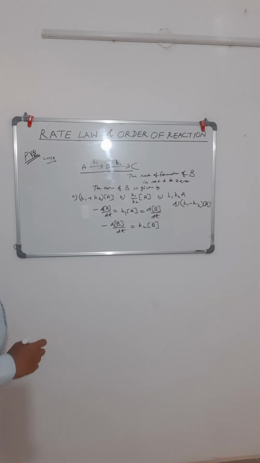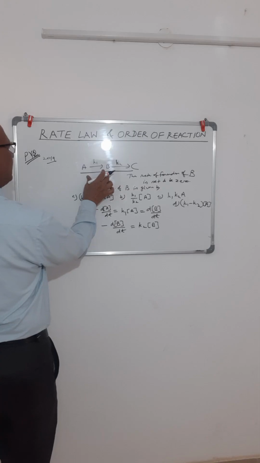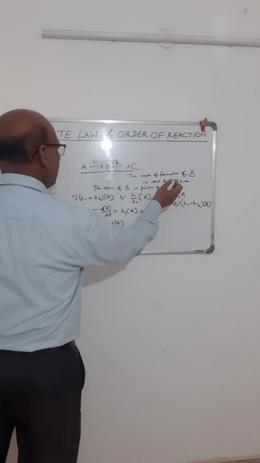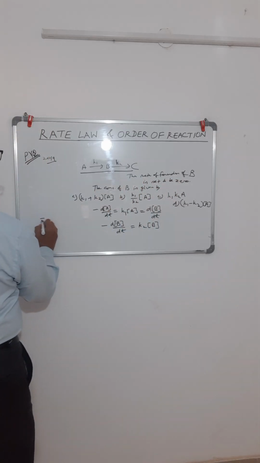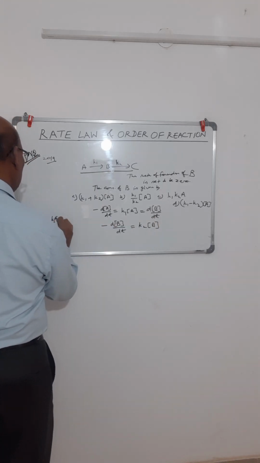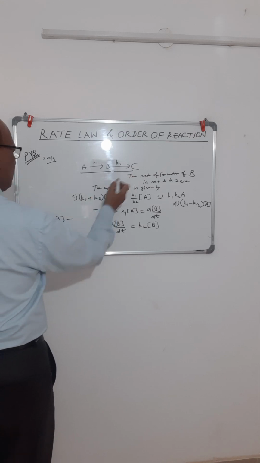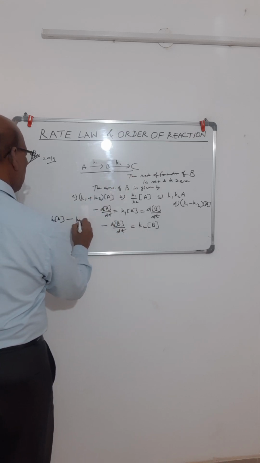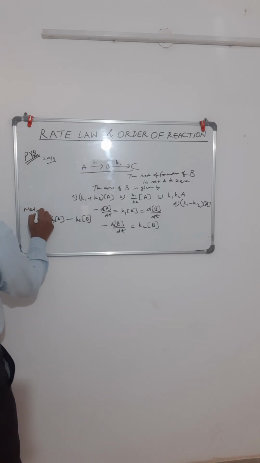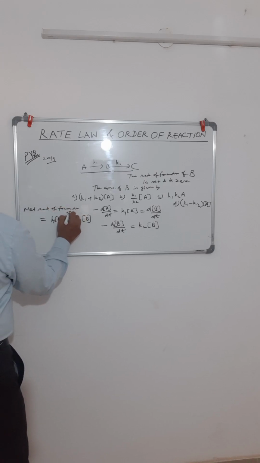Now we can say that B is being formed because of the first reaction and is disappearing because of the second reaction. So the net rate of formation of B will be nothing but the rate of formation of B due to the first reaction, that is K1A, minus the rate of disappearance of B due to the second reaction, which is K2 into B. So this is the net rate of formation of B.